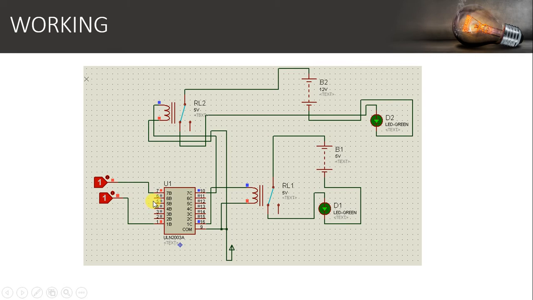If we give a high supply to this 7B, then this 7C will be high, and as you can see, it is connected to the relay. One end of the relay energizing coil is connected to pin 10 and the other end is connected to the common point. At the common point we need to give a supply equal to the rating of the relay. Like if we are using a relay of 5 volts, then we need to give 5 volts here.